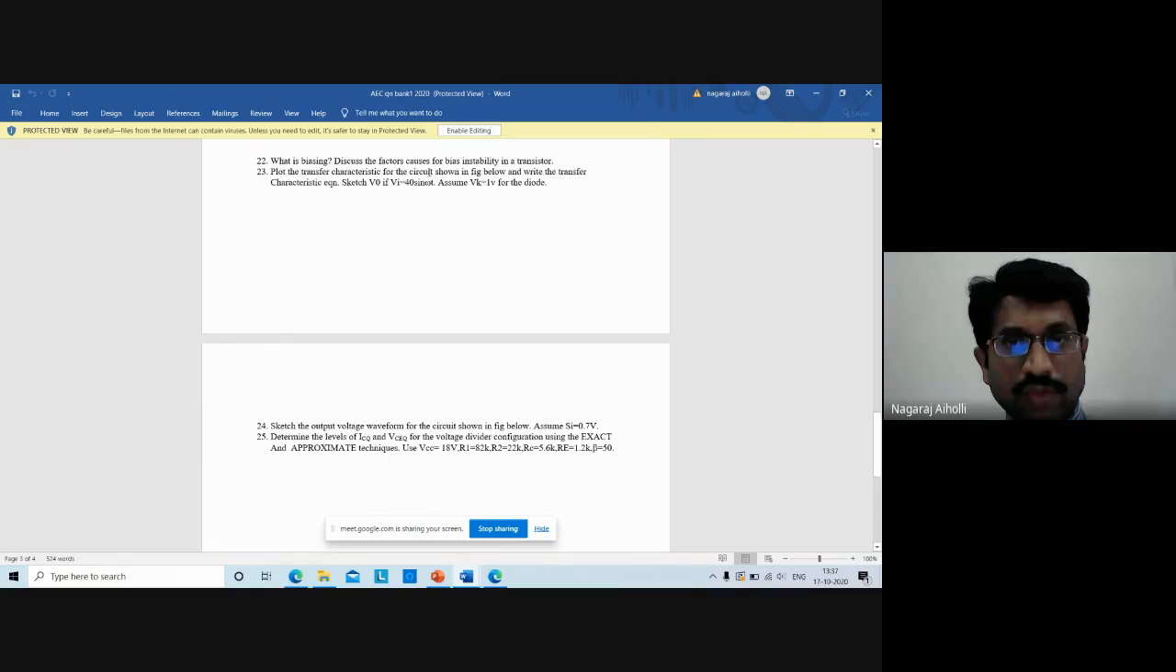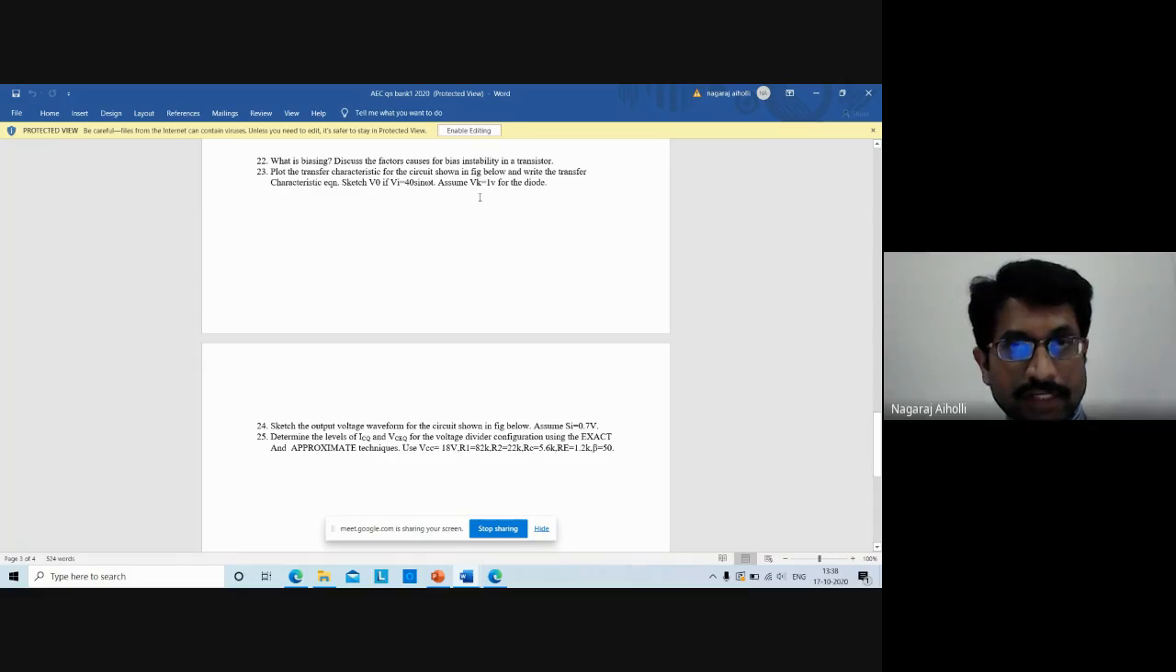Then next you have to explain what causes bias instability. Bias instability is caused by variation in temperature. As temperature increases by 10 degrees Celsius, the collector current doubles. As the temperature increases by 1 degree Celsius, VBE, base to emitter voltage, decreases by 2.5 millivolts. That is another instability condition. Then as the temperature increases, beta also increases. So you have to explain how the temperature change will affect the value of IC, that is by change of ICEO, collector leakage current, beta, and VBE. These are the factors which cause bias instability in a transistor.